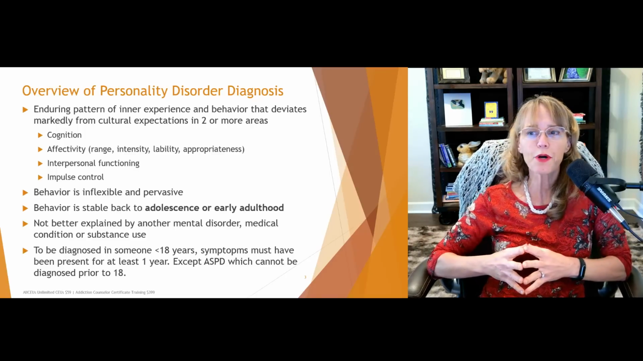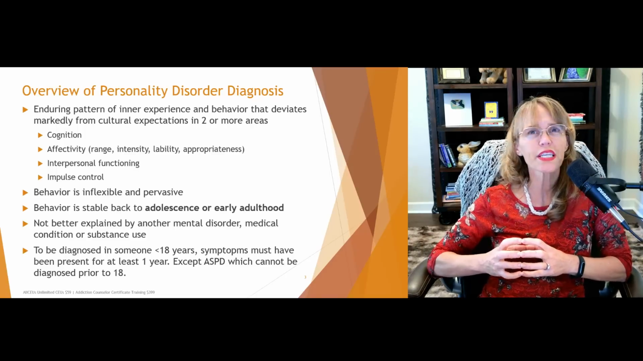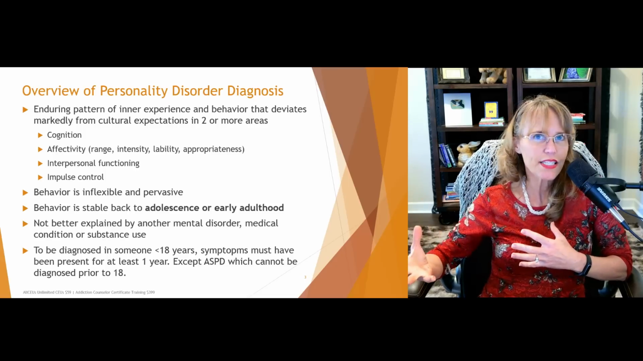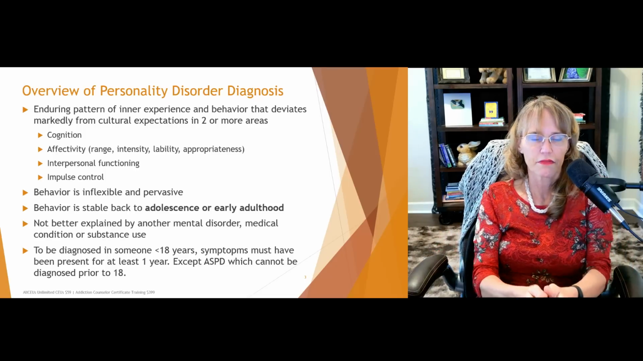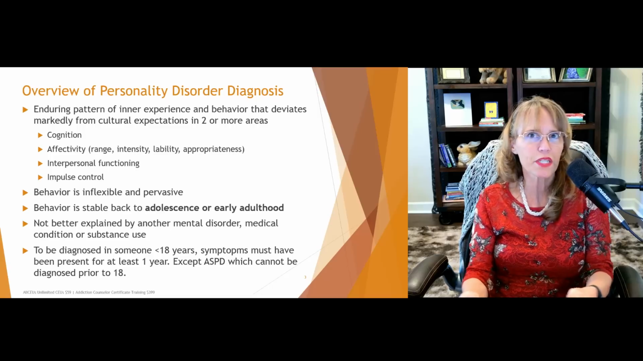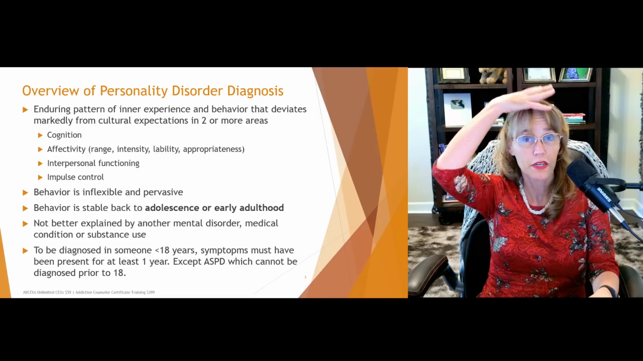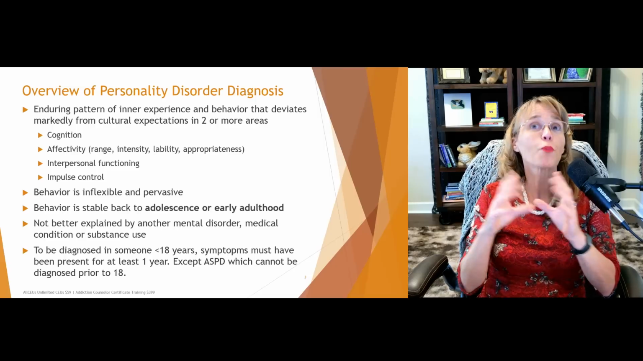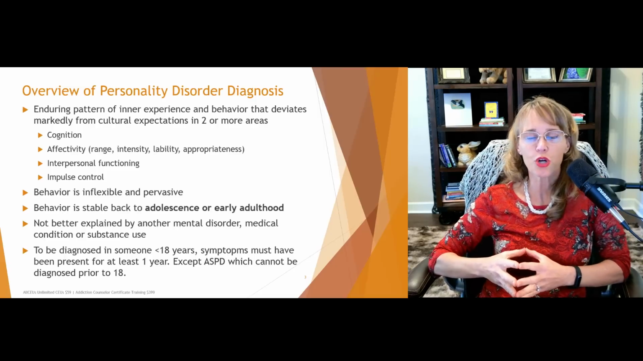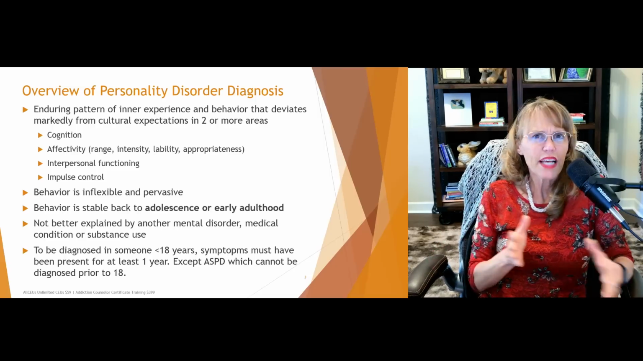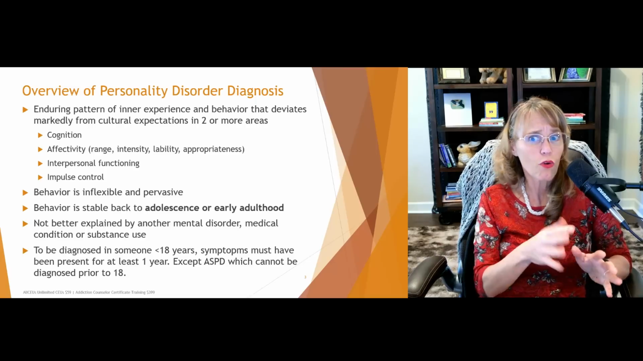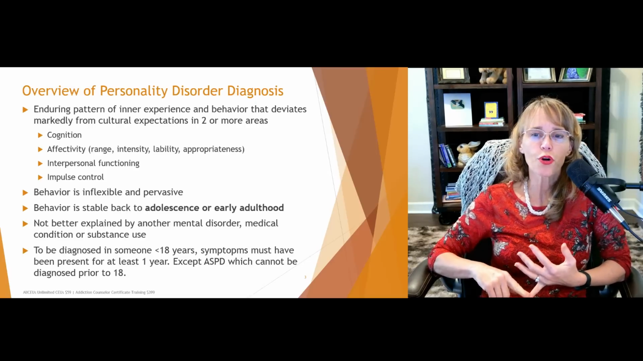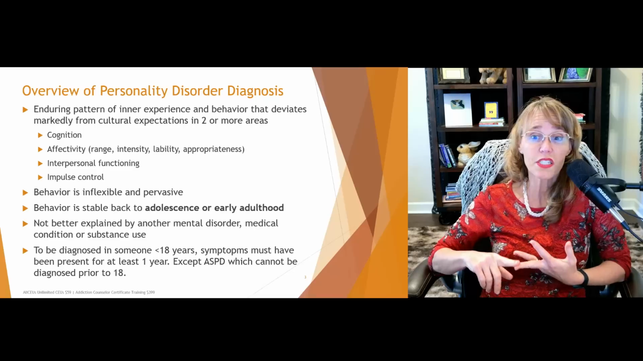The behavior is stable back to adolescence or early adulthood. And I typically say late adolescence because adolescence technically can go up to like 24. We think about when the brain sort of solidifies and stops forming in such a rapid fashion. But yeah, your early 20s or before. Not better explained by another mental disorder, medical condition, or substance use.